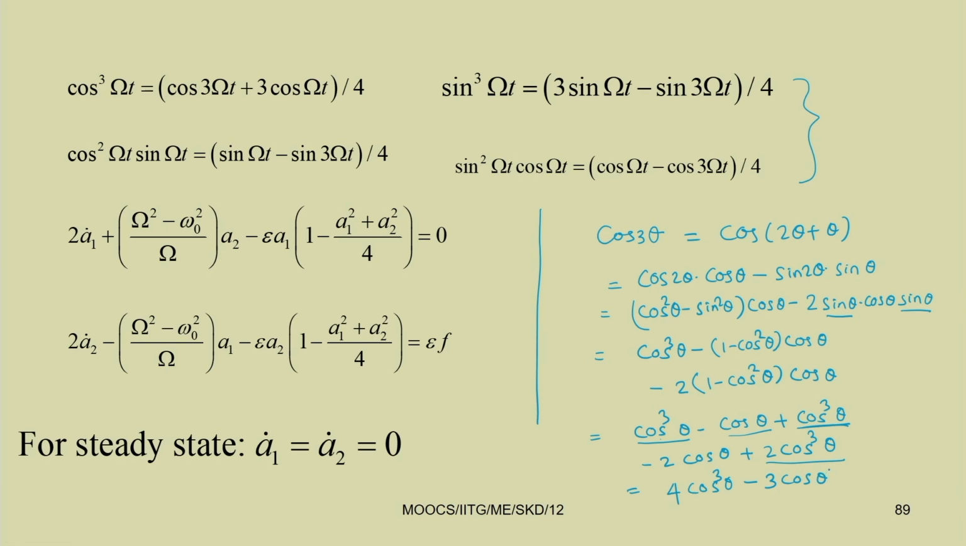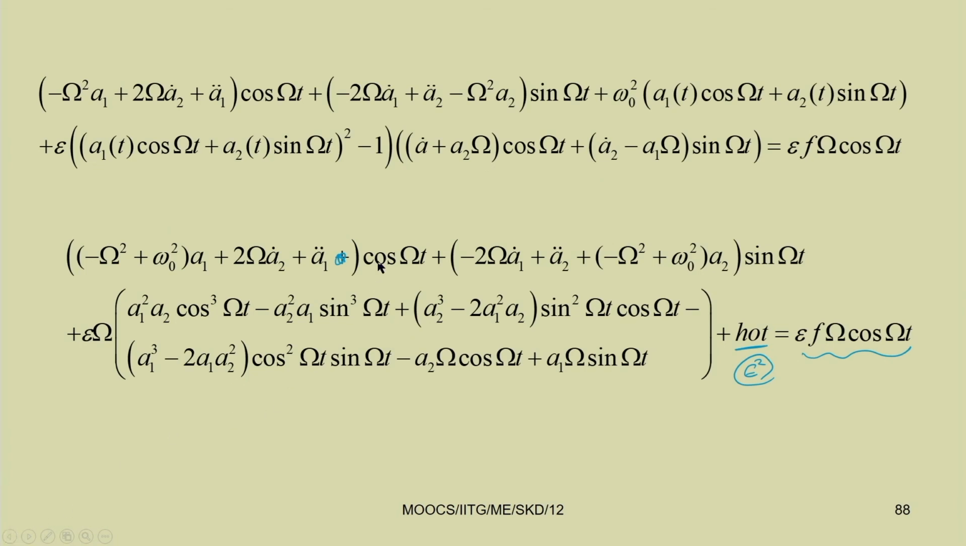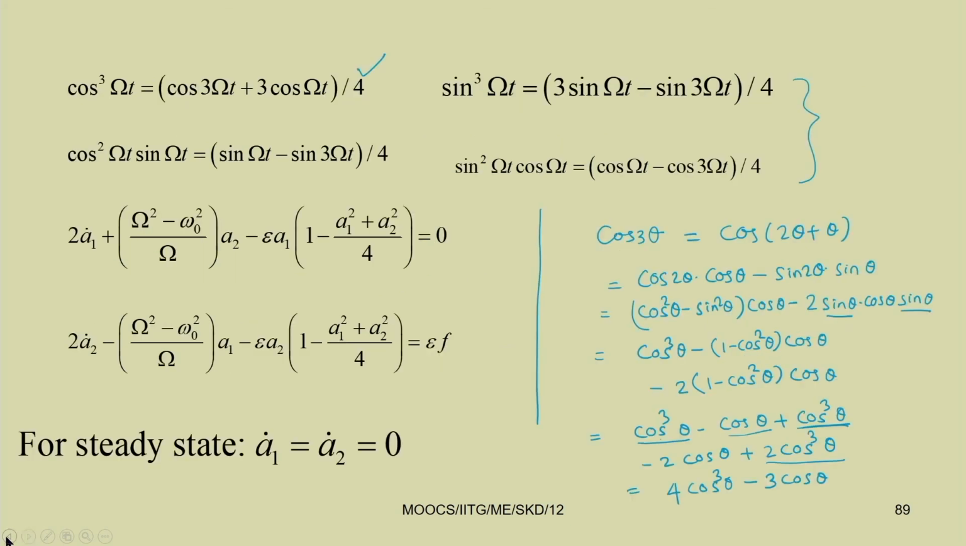So, replacing this theta by omega t, you can easily get this expression, that is cos cube omega t equal to cos 3 omega t plus 3 cos omega t by 4. Similarly, the sin cube omega t and these other two terms also can be derived. So, now substituting these equations there, by substituting this cos term and sin term, and collecting the terms in cos omega t and sin omega t and equating them to 0, one can obtain this 2a dot.